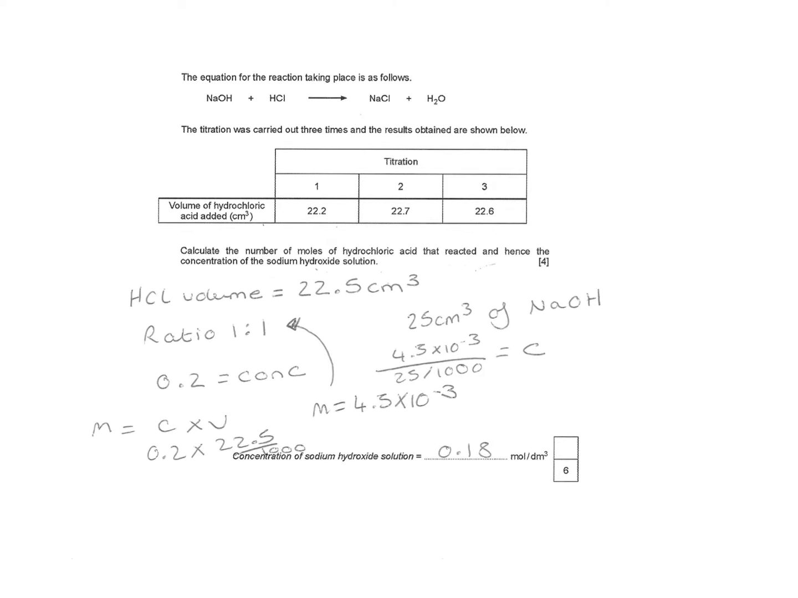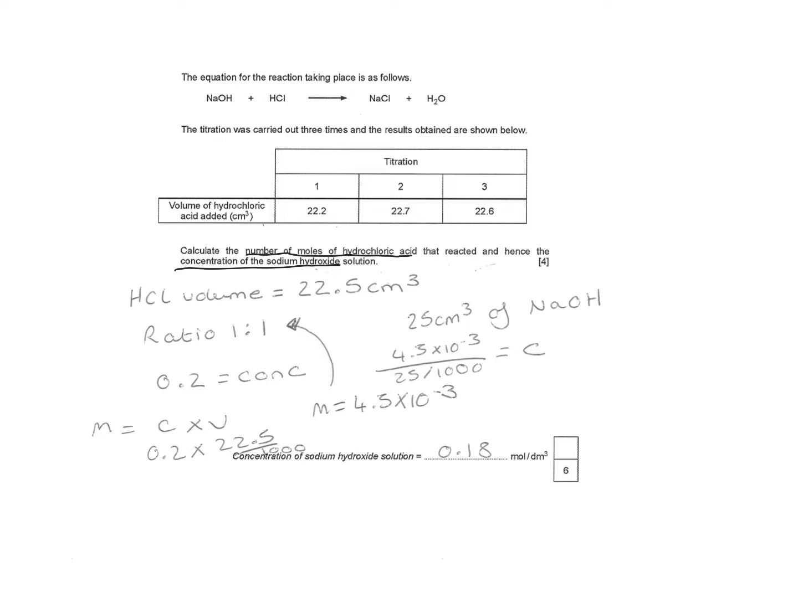Then there's a bit of an equation, and then there's 3 titrations. Really good titrations because they're all within each other, okay? So the first thing I did then, this is 4 marks. It says we want to calculate the number of moles of hydrochloric acid, and then use that to calculate the concentration of sodium hydroxide solution. Okay, so it's a bit of a different setup than before.